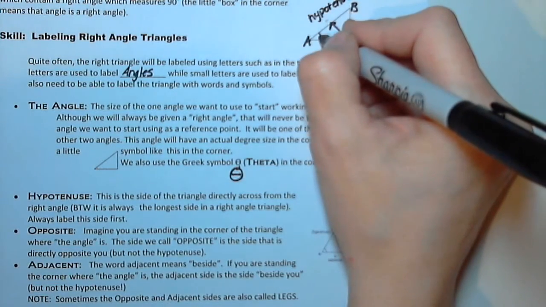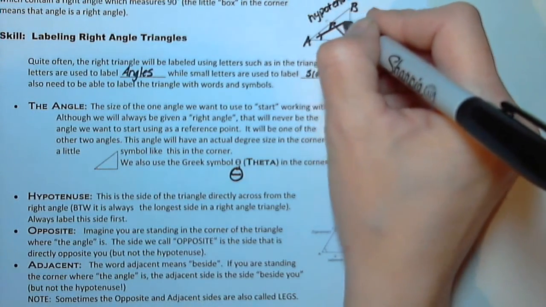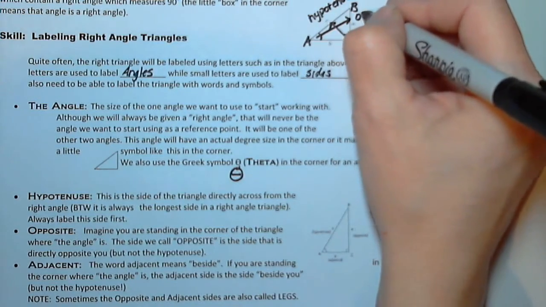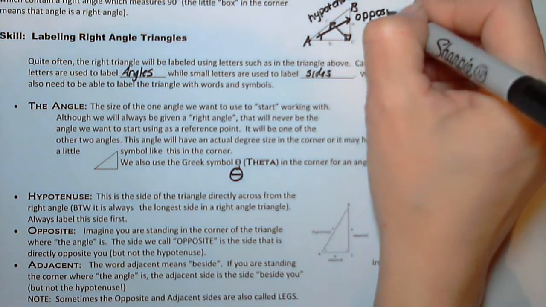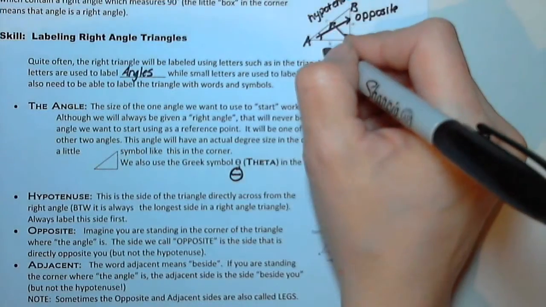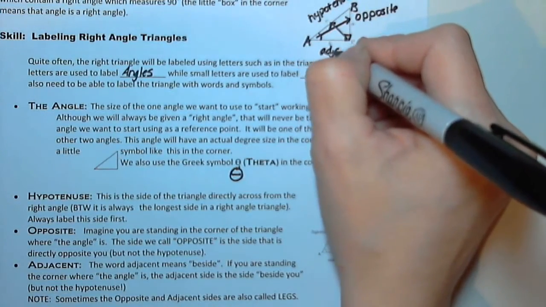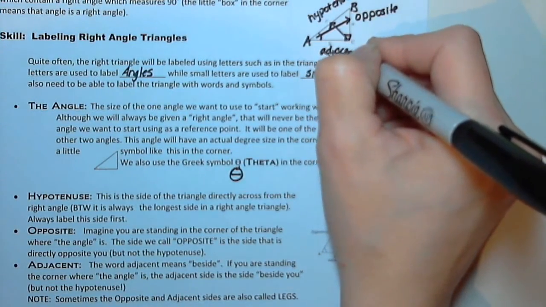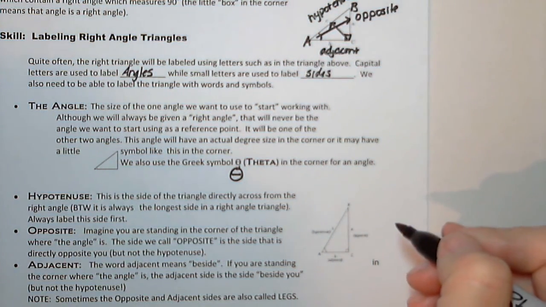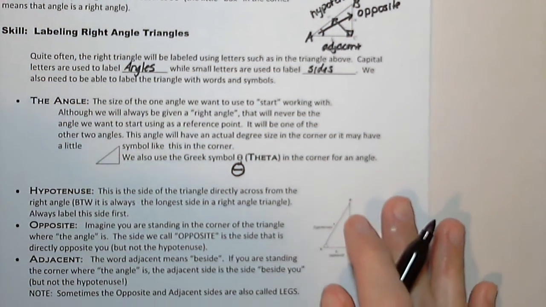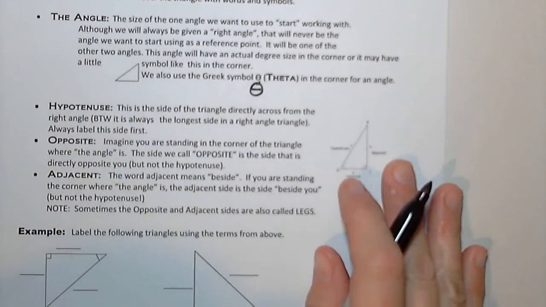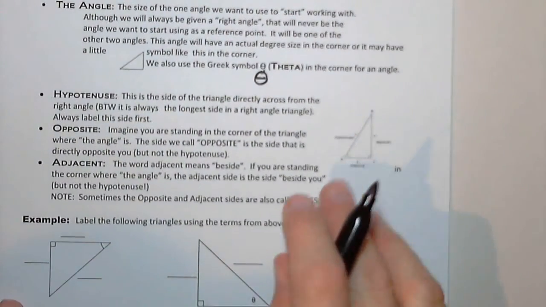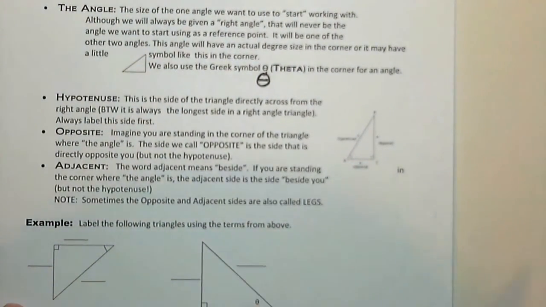Go back to where you're standing. The side across from you is called the opposite, and the side beside you is called the adjacent. If you label the hypotenuse first, you won't make any mistakes in the other two sides, hopefully. And so the first thing I'll get you to do is to label the sides in the following triangles.